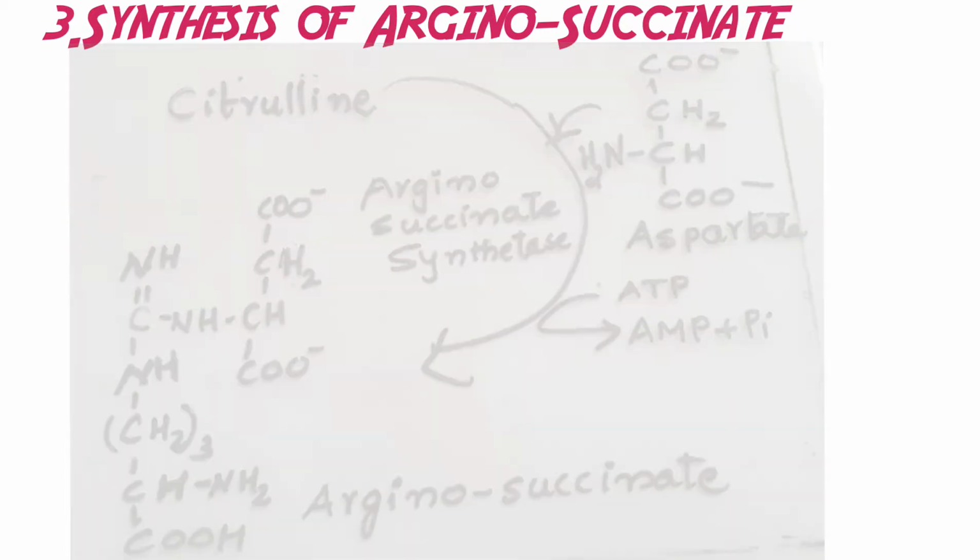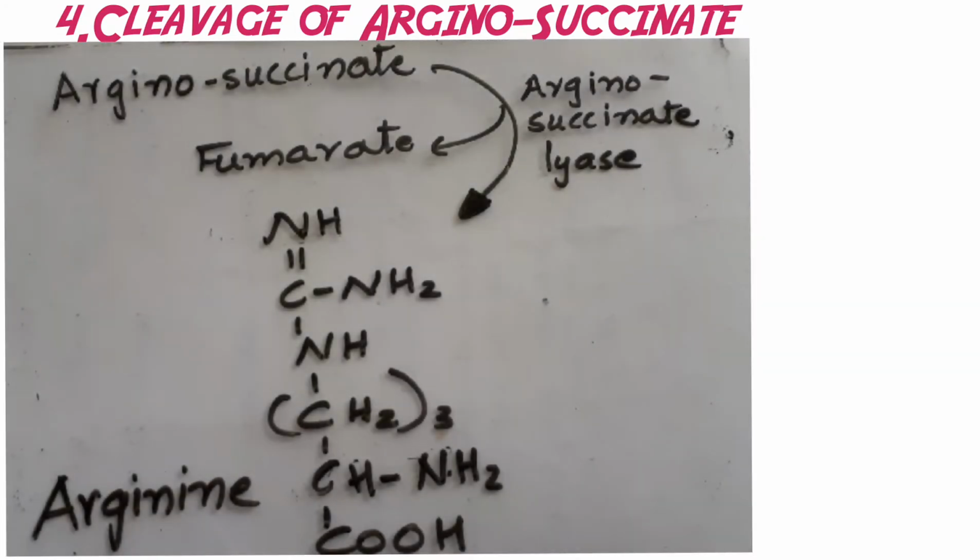Now the fourth step, cleavage of argininosuccinate. With the help of enzyme argininosuccinase or argininosuccinate lyase, arginine and fumarate are produced from argininosuccinate. The fumarate produced then enters the TCA cycle.